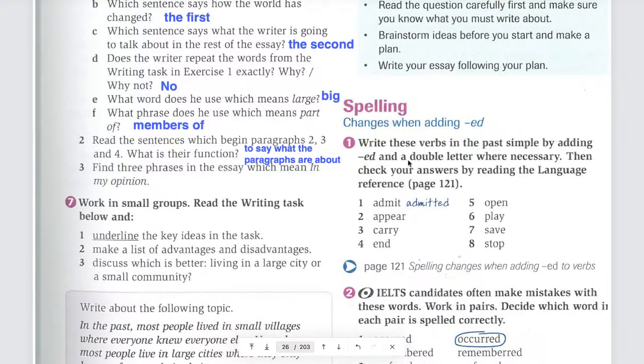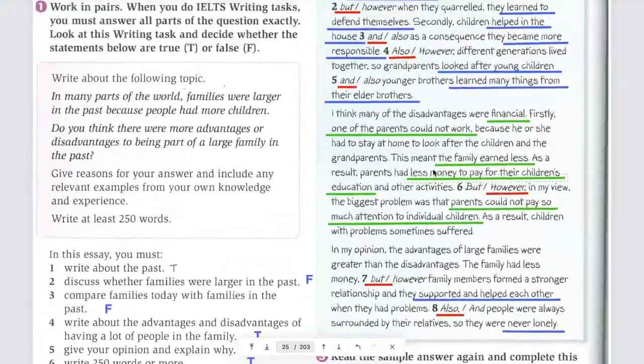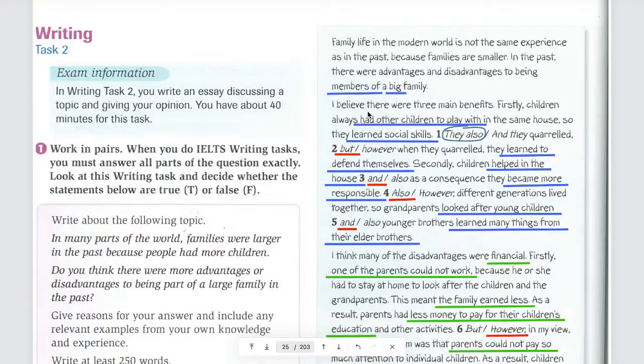For example, in paragraph 2, by reading the first sentence, you see, I believe there were 3 main benefits. So after reading that, what can you expect to read from that paragraph? Yes, you can read about the 3 main benefits. So it's kind of a short introduction of that paragraph. You understand? So that is very important. You have to make sure that the examiner can guess what you are about to do.